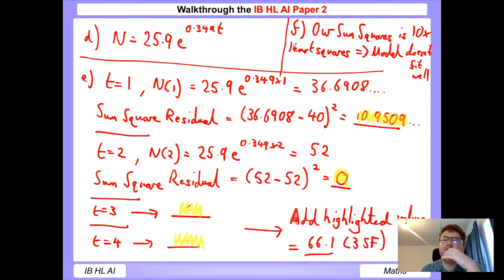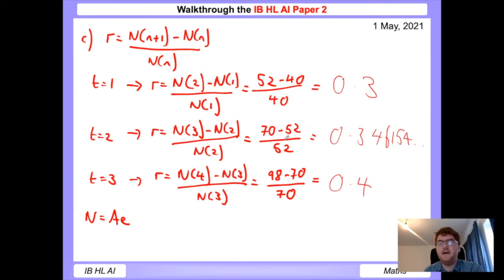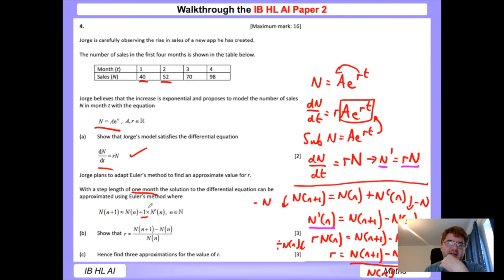Okay, and now we need to give 2 reasons for that, so I'll just talk through this part here. So 2 possible sources of error in the construction of this model. By the way, the second question kind of gives you a hint that the model is not going to be good. The first one, if we go back, is steps. Notice we took a step length of 1 month. I did highlight this at the start. If we took a smaller step, that would be a more accurate model.